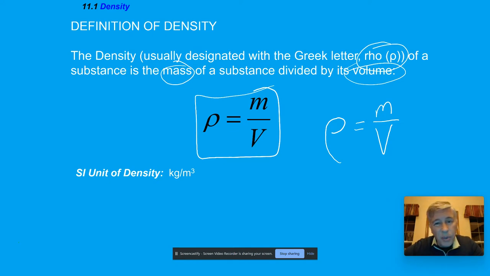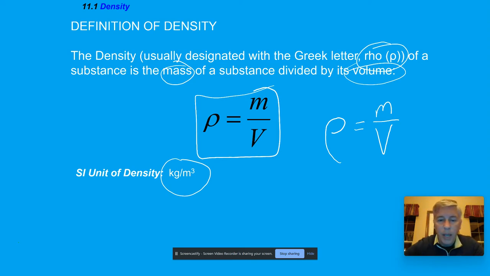The other one that's going to really throw you off is the unit. Since we here in physics like kilograms and we like cubic meters, our unit for mass over volume, or density, is going to be the kilogram per cubic meter. Not what you typically think of.